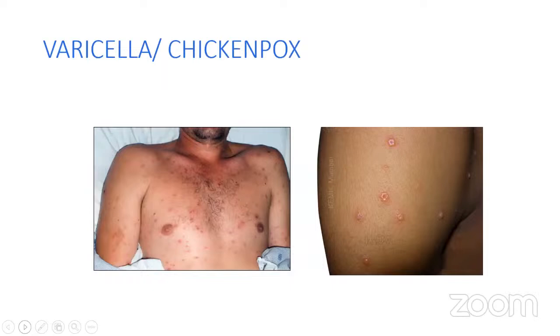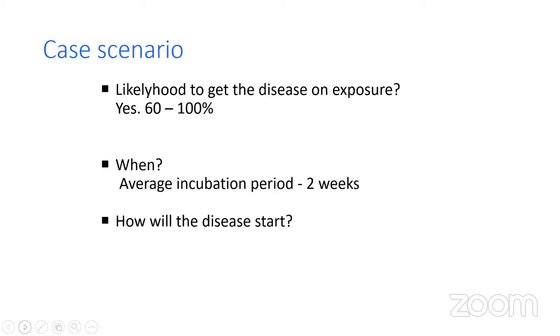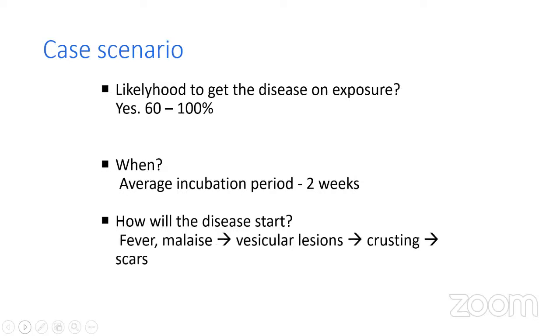Next is varicella, or chickenpox. This is classical vesicles, called the dewdrop on rose petal appearance. Clinically, we can identify it. The likelihood of getting the disease on exposure is 60 to 100%. The incubation period is around 2 weeks. It starts with constitutional symptoms like fever and malaise, then they develop vesicular lesions, then crusting, and then scars.